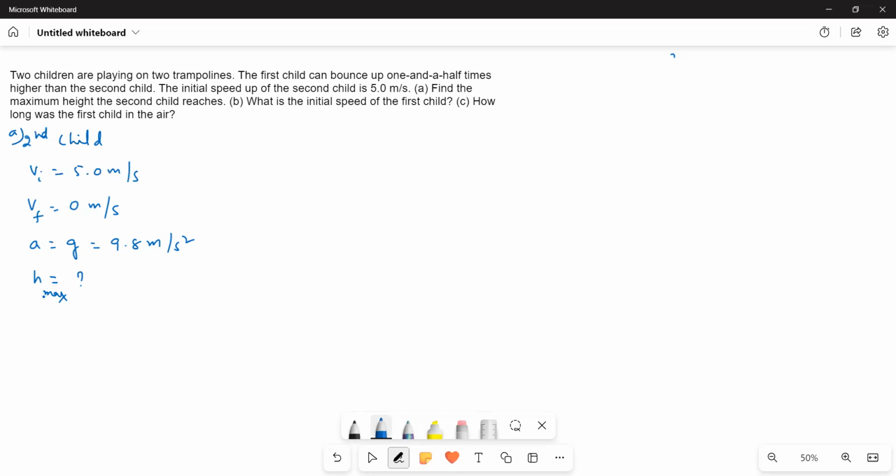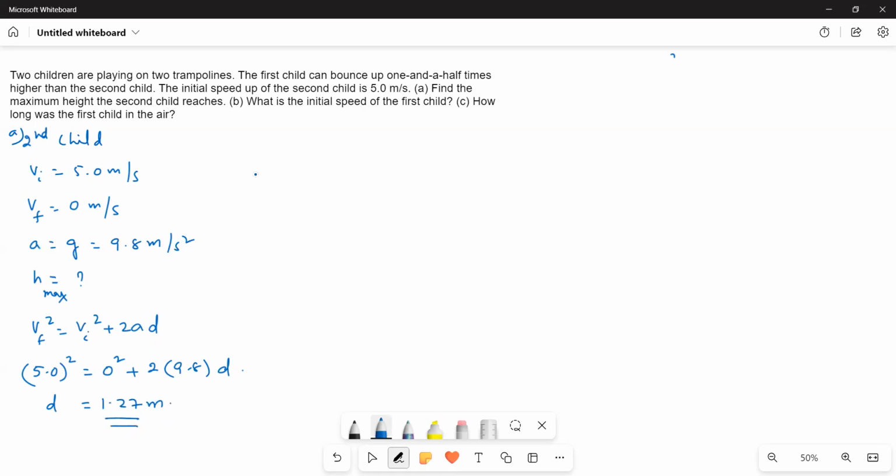Seeing this data, we can use the formula Vf square is equal to Vi square plus 2Ad. This is the kinematic equation we are going to use. Substitute the values here. 5.0 square is equal to 0 square plus 2 times 9.8 times d. Therefore, d is equal to 1.27 meters.